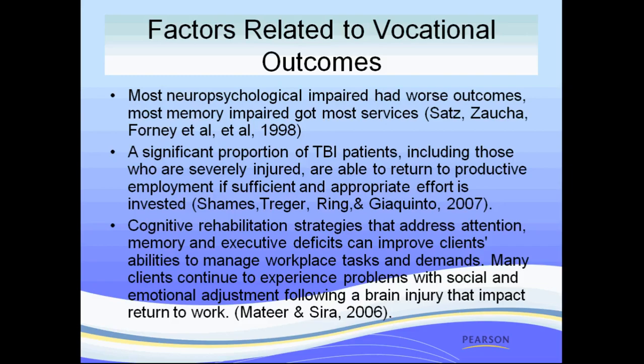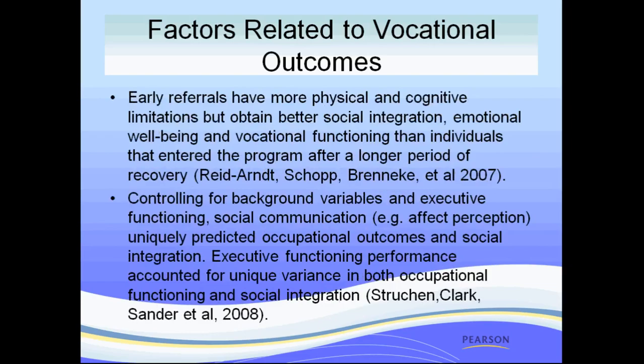And again, doing some rehab strategies with them in terms of helping them with their memory and executive functioning and social emotional issues will be very important in terms of their adjustment back to the school setting. So early referrals, again, they often have more physical and cognitive limitations, but obtain better results because they're getting the services. That was when I was mentioning about not forgetting the kids who are more moderately impaired.